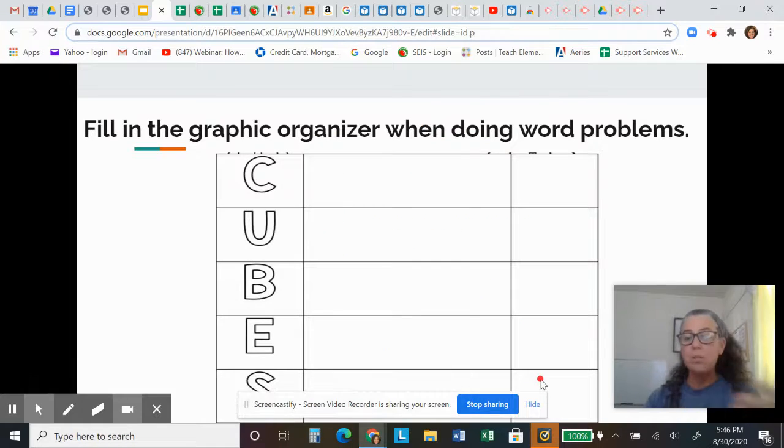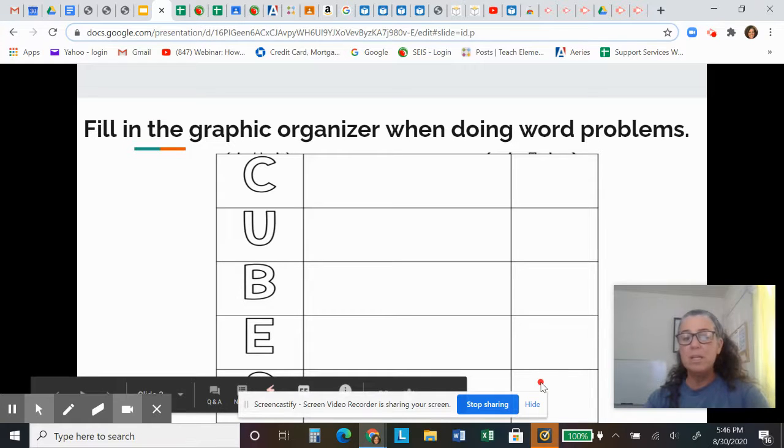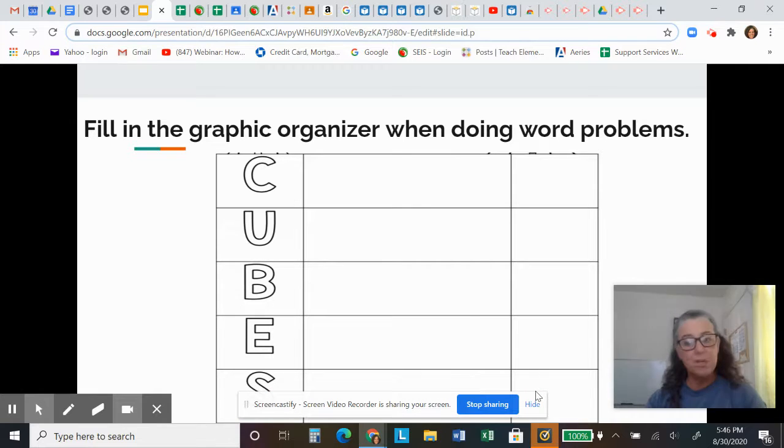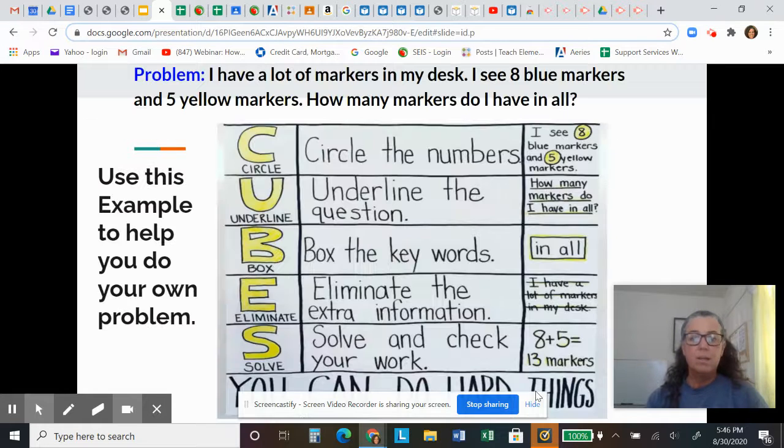So here's a graphic organizer that you can use to do that. It's the reminder, the C-U-B-E-S will remind you what to do, and then you fill in the blanks here as you're doing every single word problem that you do. So this is one you can use. You can take it off of here, the slideshow, or I have it already posted in your assignments. Here, we're going to do one together just to make sure we understand what this means.